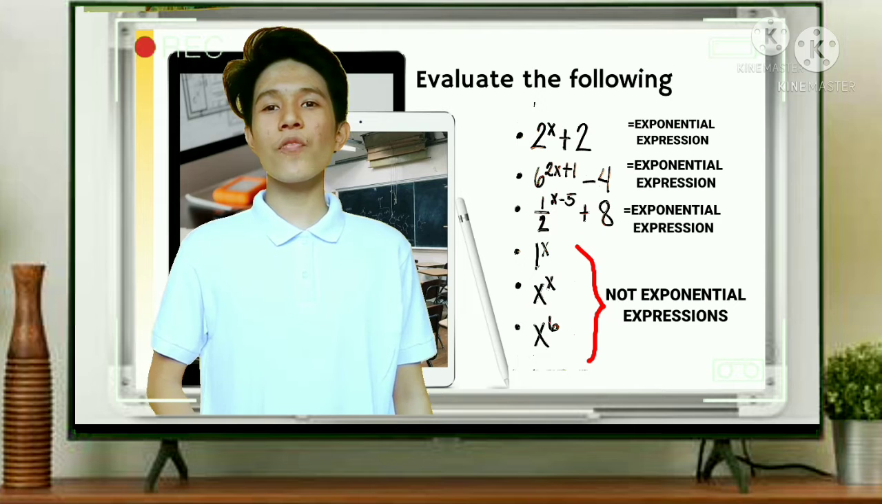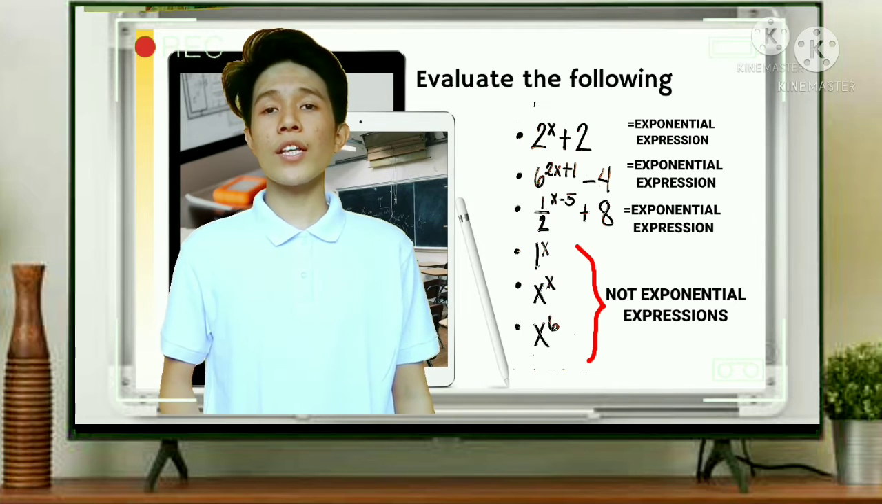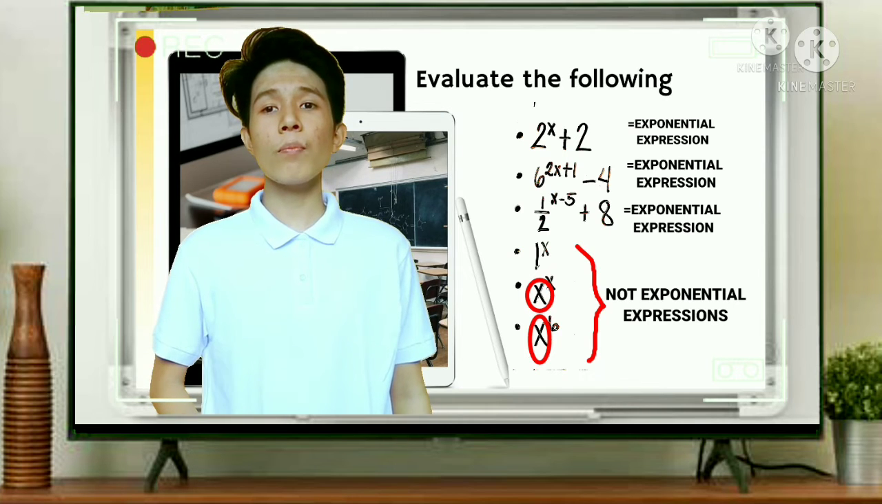How about 1 raised to x, x raised to x, and x raised to 6? These are not examples of exponential expressions. Let's take the restrictions. The b, or the base, must not equal 1, but the first given has 1 in the base, while the second and third expressions have variables in the base. Therefore, these are not examples of exponential expressions.